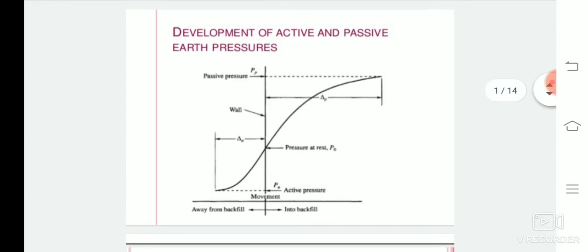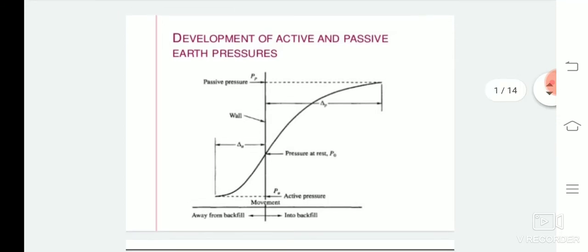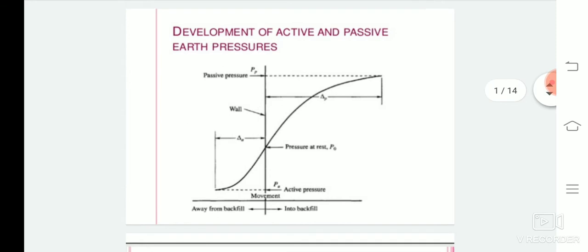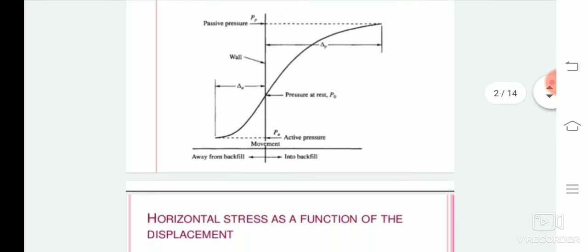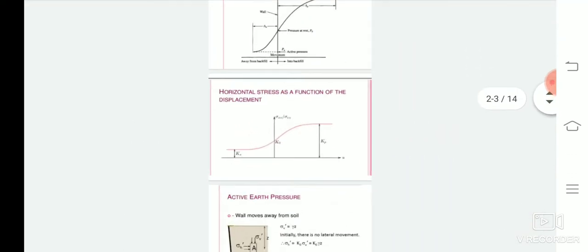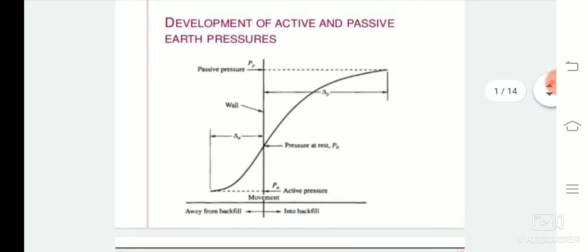So during previous lectures, we have gone through the basic theory regarding earth pressure and earth pressure at rest. Now we are going to study the other two pressures, that is active earth pressure and passive earth pressure. So let us see two diagrams consecutively here. What do these diagrams suggest? How the active and passive earth pressure develops.